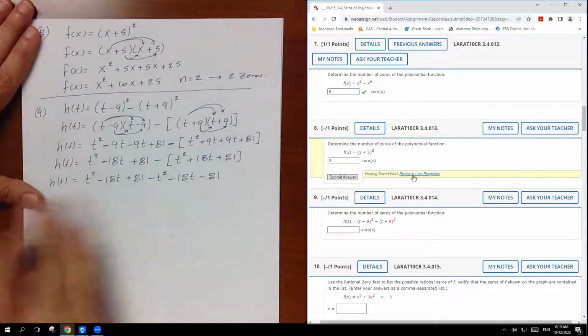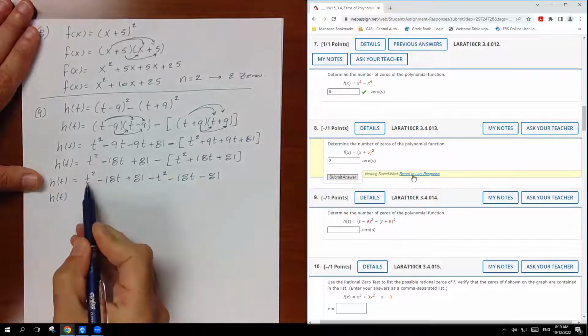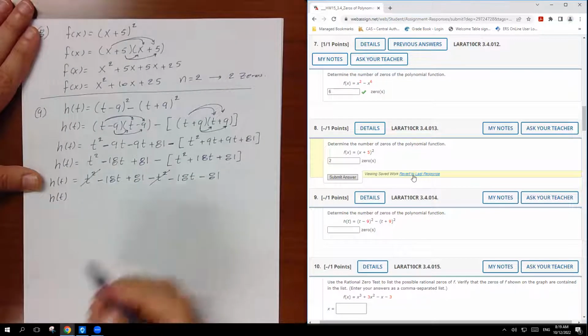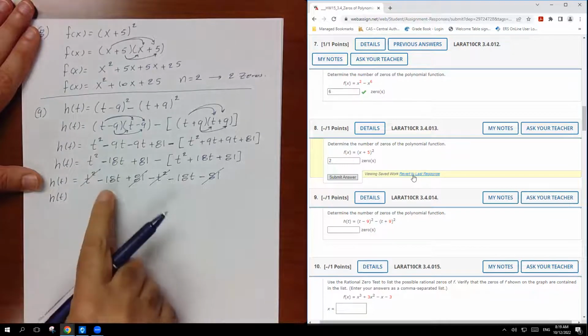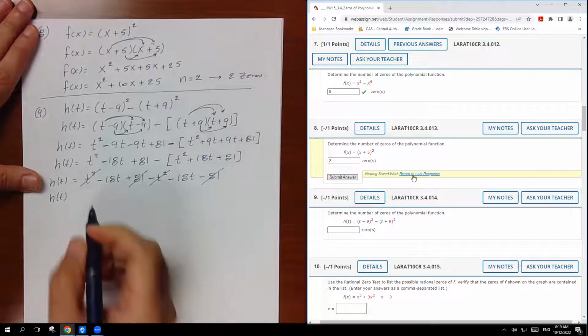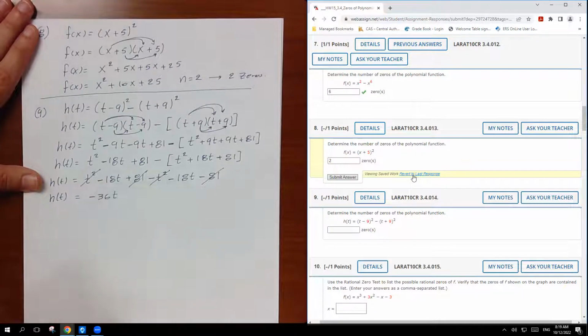Now, in this case, combining the like terms, t squared minus t squared is going to cancel. It means 0. 81 minus 81 is going to be 0. Now, negative 18, you're just going to add 18 with the 18. So negative 18 minus 18 is going to be 36. That means here it's going to be negative 36t.